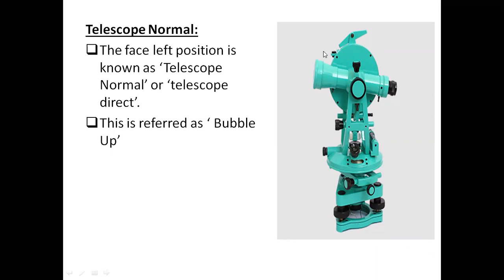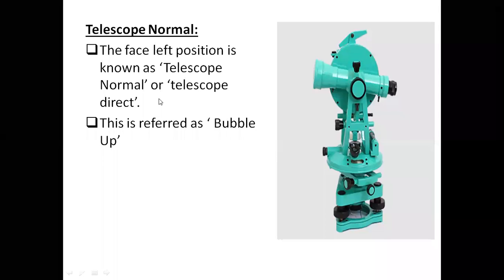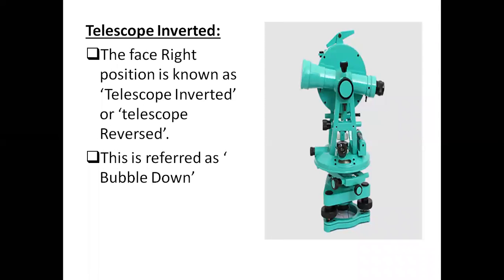If you revolve this telescope, the bubble tube goes to the bottom side, and it is called telescope inverted. In this picture, it is telescope inverted, and we are discussing telescope normal. In this, the bubble is up. The face left position is known as telescope normal or telescope direct. The face right position is known as telescope inverted, or telescope reversed, and it is also referred to as bubble down. You will get the bubble tube on the bottom side. In this picture, it is the telescope inverted position.